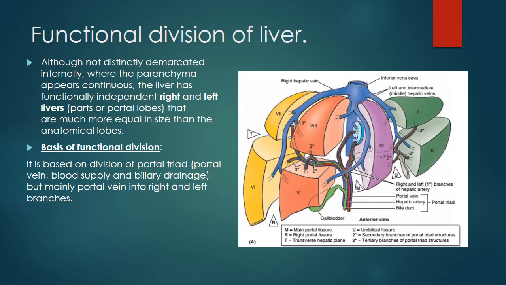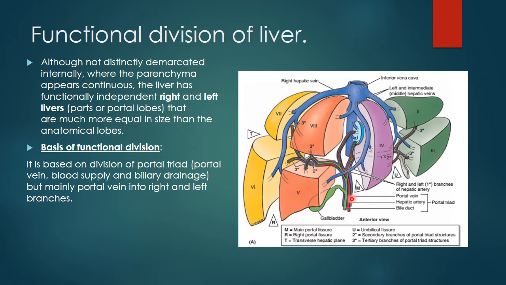Although the parenchyma of the liver appears continuous, the liver has functionally independent right and left lobes, which are also called parts or portal lobes. These lobes are much more equal in size as compared to the anatomical lobes, where the right lobe is much larger as compared to the left. And what is the basis of this functional division? The functional division is based on division of the portal triad, which consists of the portal vein, bile duct and hepatic artery.